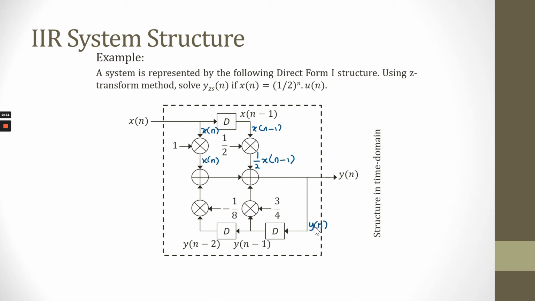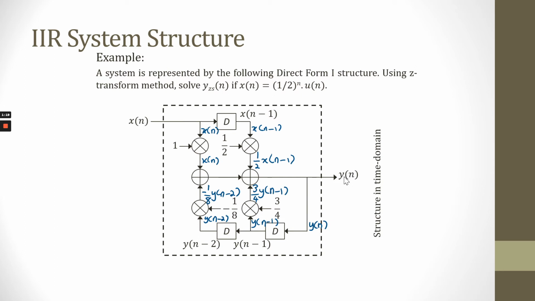For this part, we have y[n]. And after applying a delay unit time to the current output, we have y[n-1] multiplied with 3 over 4, so we have 3 over 4 y[n-1]. After applying double delay unit time to the current output, we have y[n-2] multiplied with negative 1 over 8. So we have negative 1 over 8 y[n-2].